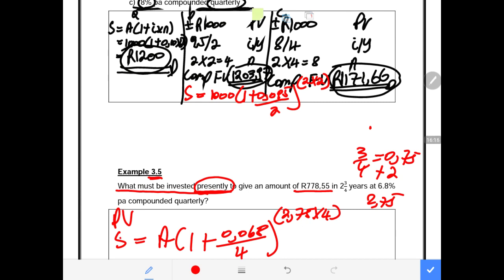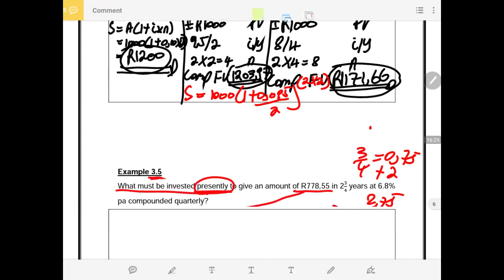In this case, we do have the future value, we do have the interest and everything. What are we looking for? We are looking for the present value, which is A, the amount that must be invested presently.